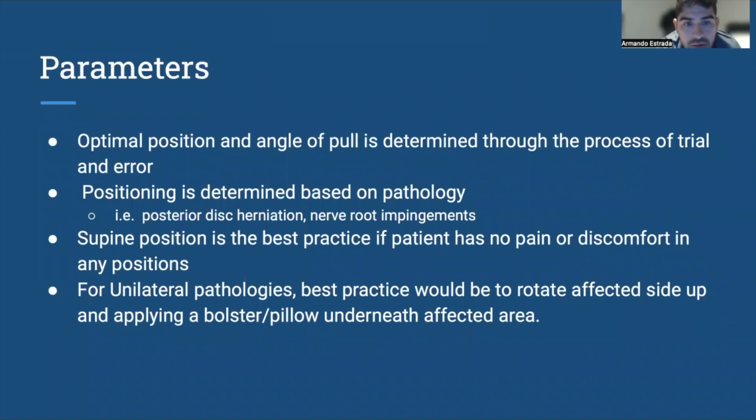As for unilateral pathologies, best practice would be to rotate the affected side up and then apply a bolster and pillow underneath the affected area. That way it's not put under tension and pressure, and it eliminates pain.